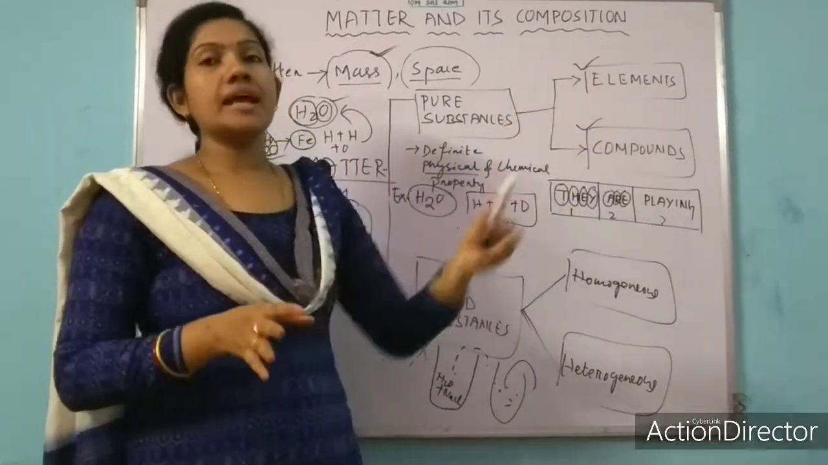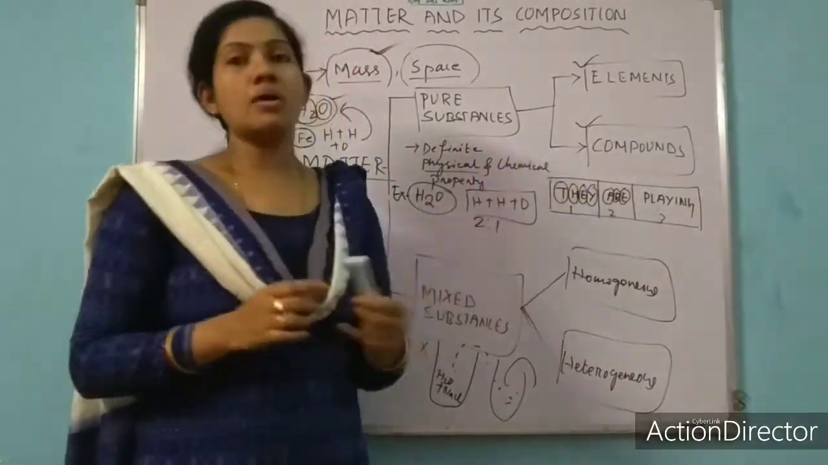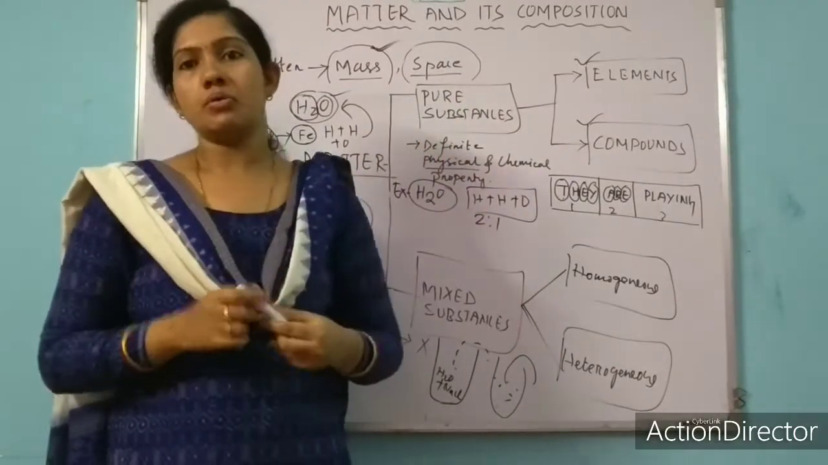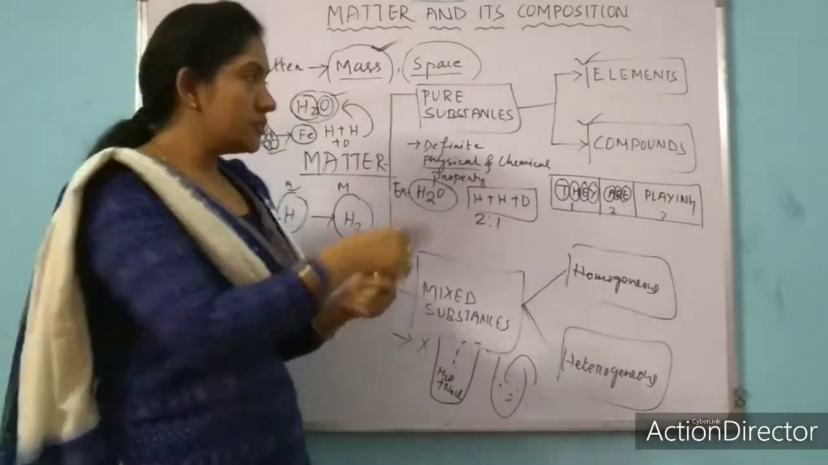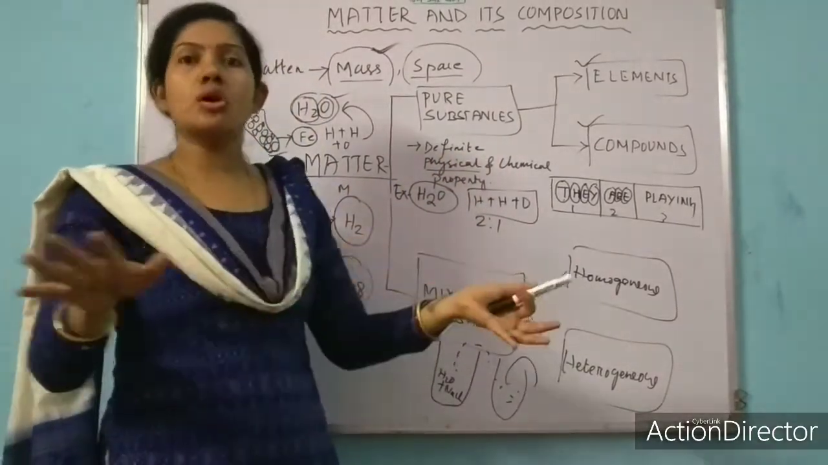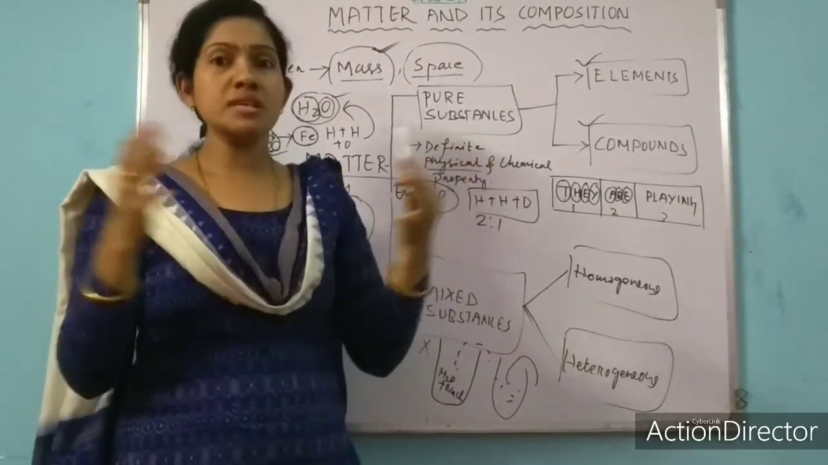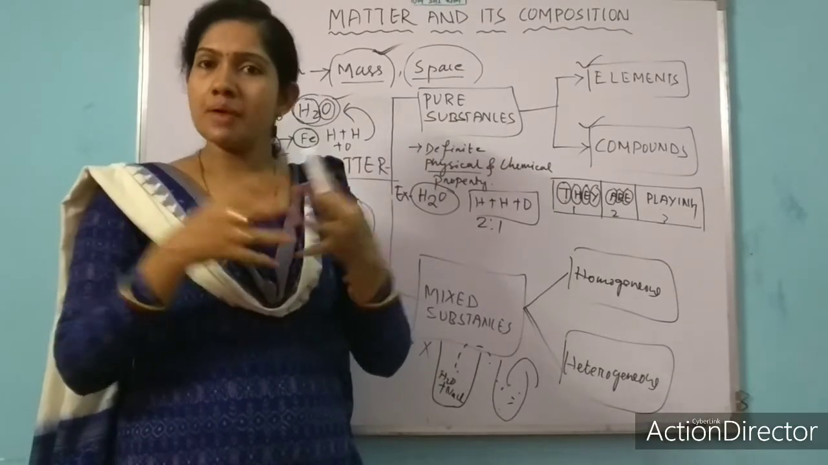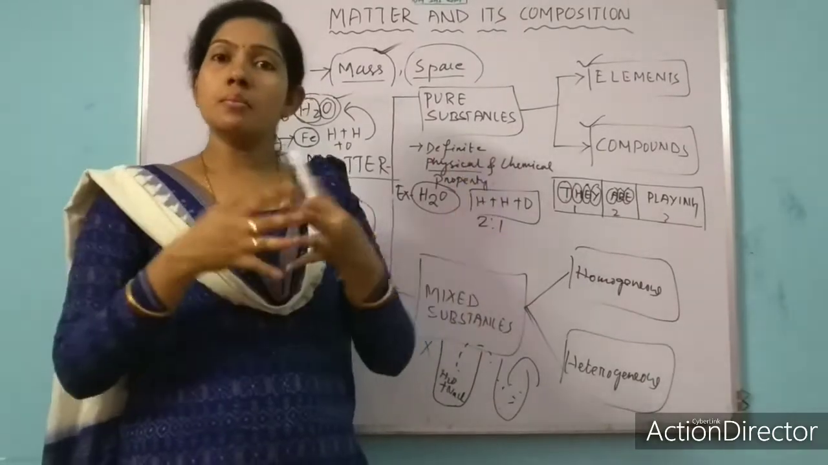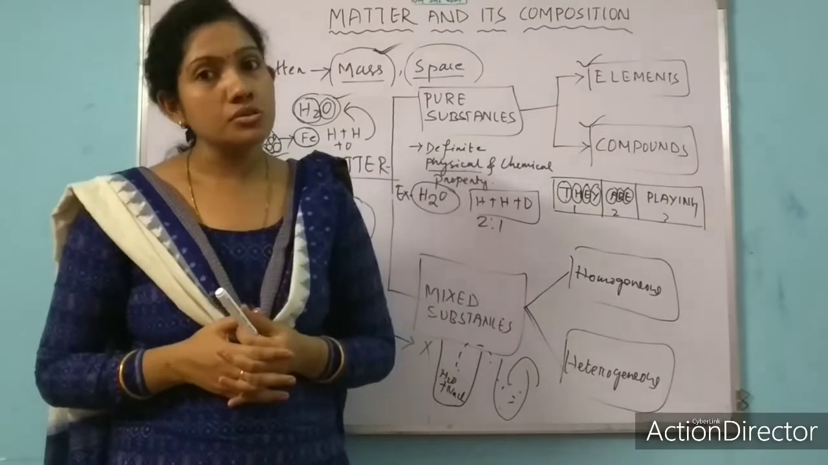So understood? An element has only a similar kind of atom in it, but a compound has different kinds of atoms. They combine to form a compound. But remember, in a fixed proportion. Fixed proportion is important for pure substances, and mixed substances do not have a fixed proportion. This is very important. Keep it in mind. Pure substances are always a combination of atoms and molecules in a fixed proportion, but mixed substances do not have a fixed proportion or fixed combination of atoms and molecules in them.